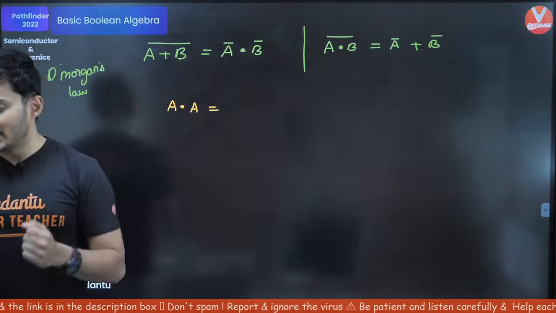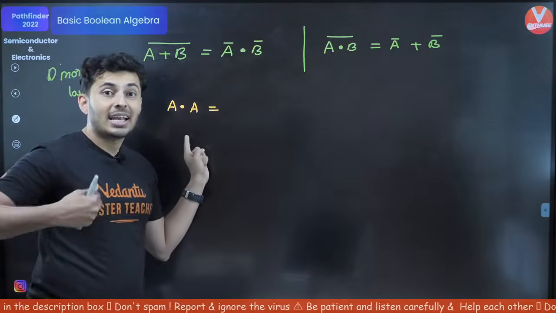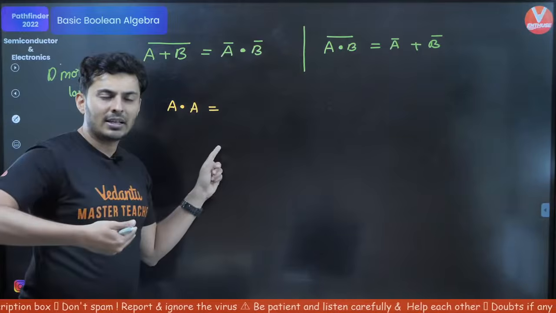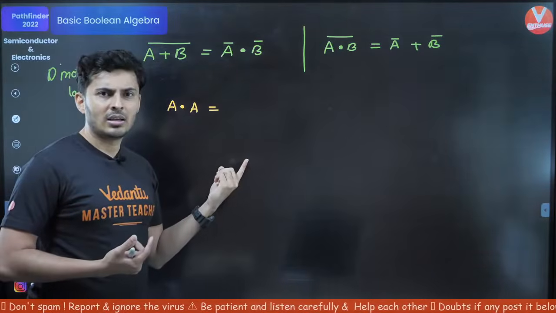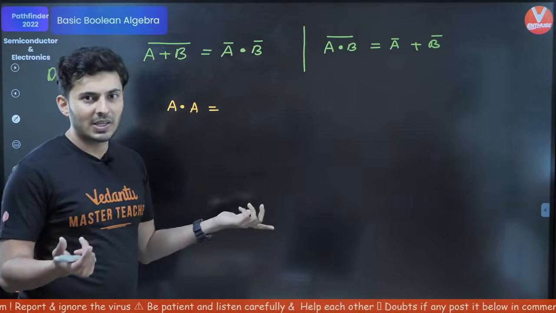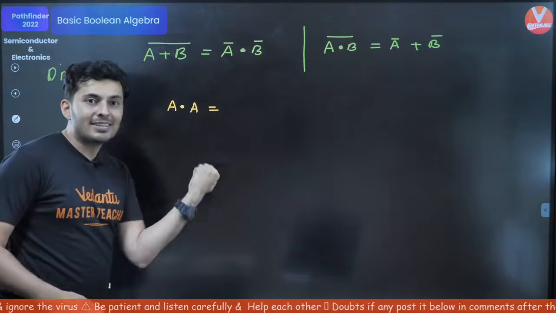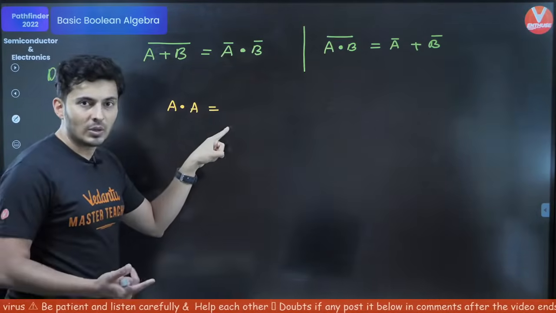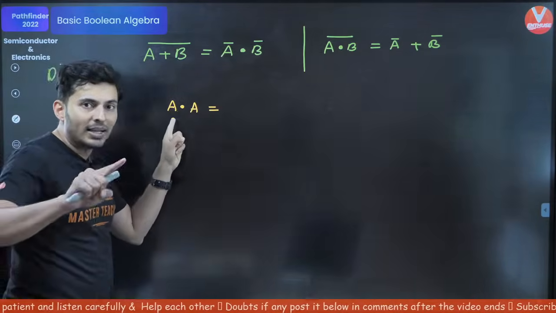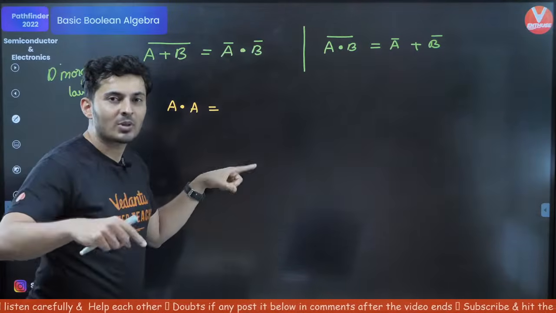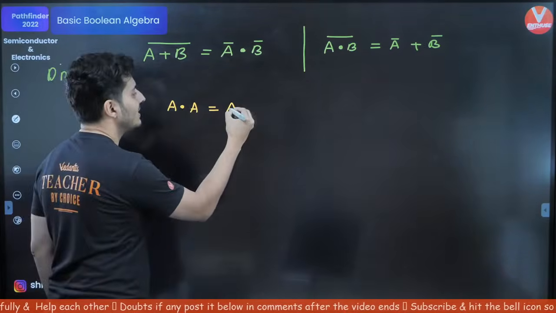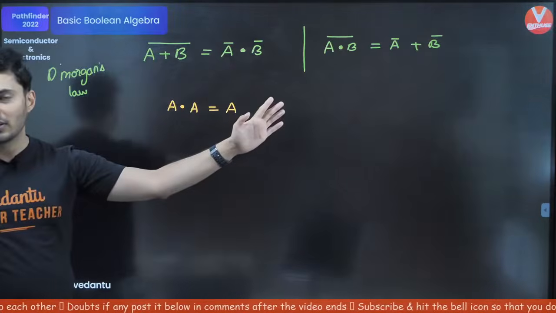So what will be A dot A, my warriors? A dot A means A and A. 1 and 1, what is 1 and 1? 1. 0 and 0? 0. So if A is 0, 0 dot 0 will be 0, which is A. If A is 1, 1 dot 1 will be 1, which is again A. So A dot A is basically A. Is that clear, my warriors?